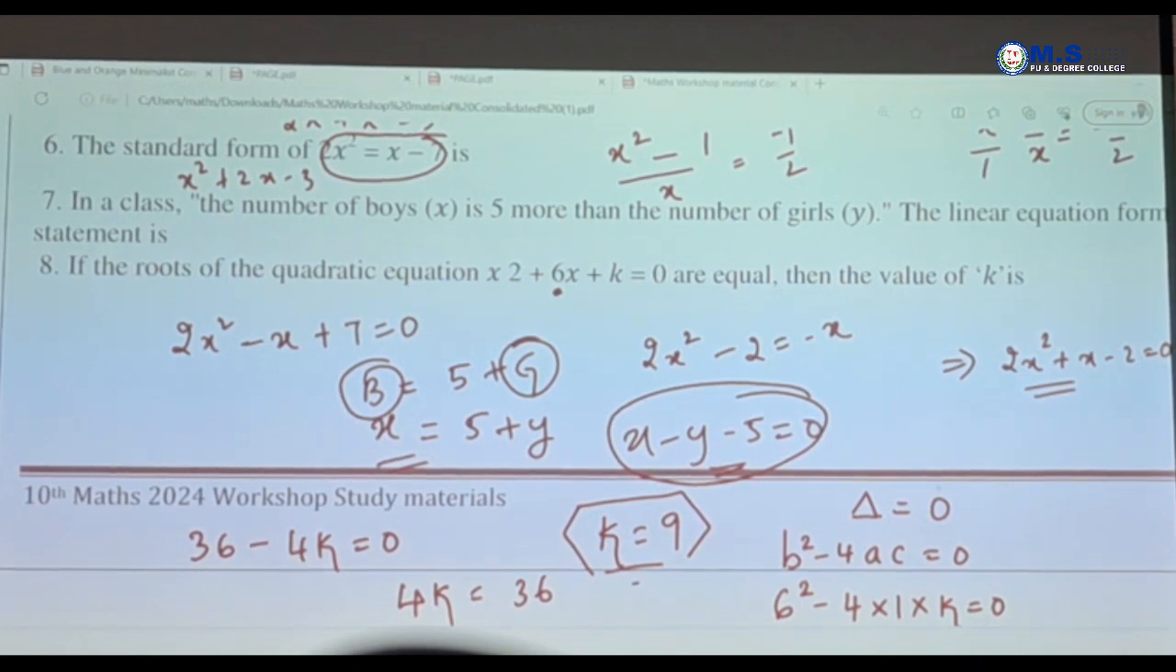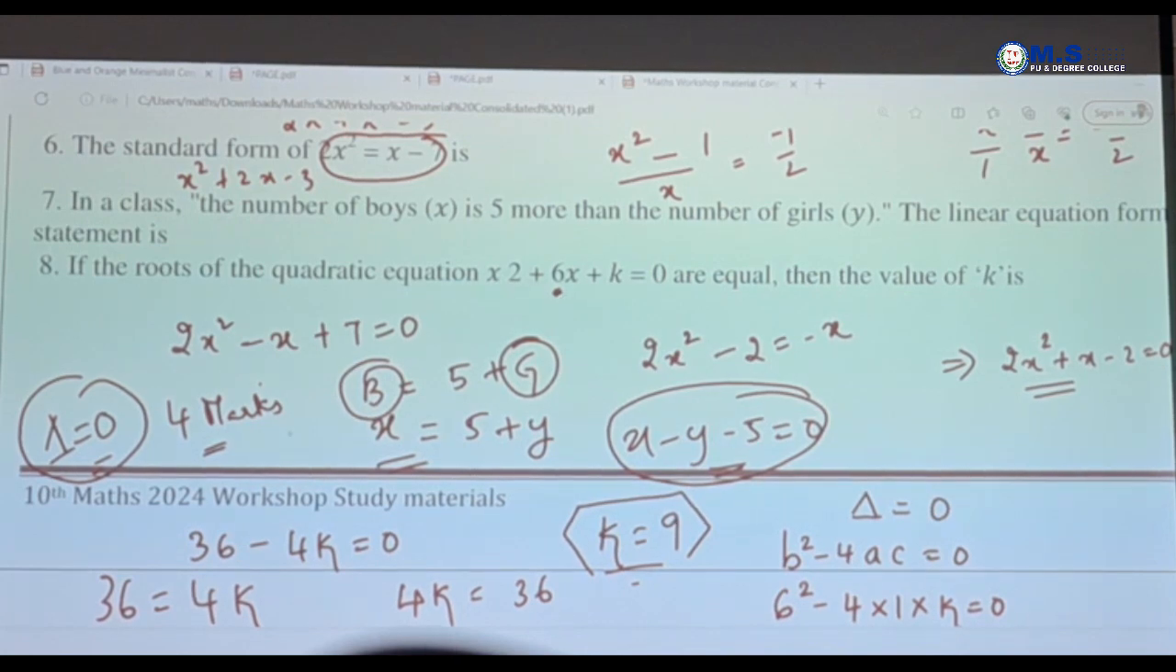See, in examinations, based on this condition, that is, if the roots are equal, they ask for 4 marks. There are 4 marks questions based on this condition also. Try to check after solving all these questions. Shift minus 4k to RHS. 36 equals 4k. k will be equal to 36 by 4.